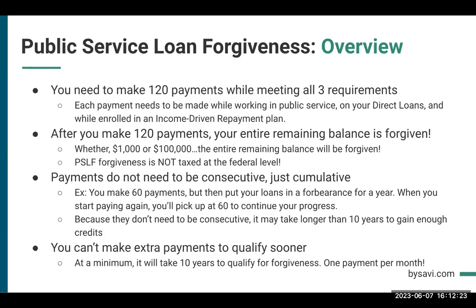Another benefit is that these payments don't need to be consecutive, just cumulative. So it's okay if you have some gaps in your repayment history. Once you reach 120 cumulative payments, that's when you can receive this forgiveness. So because your payments don't need to be consecutive, it could take you longer than 10 years to earn enough credits. But on the flip side, it is going to be a minimum of 10 years before you can qualify. They'll only ever count one payment per month, which is 10 years.